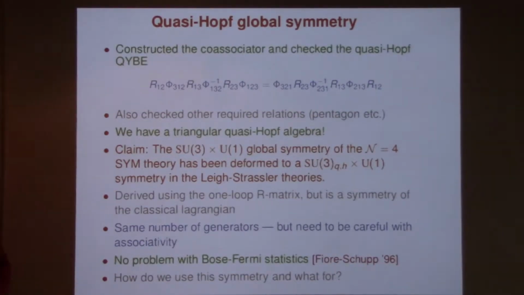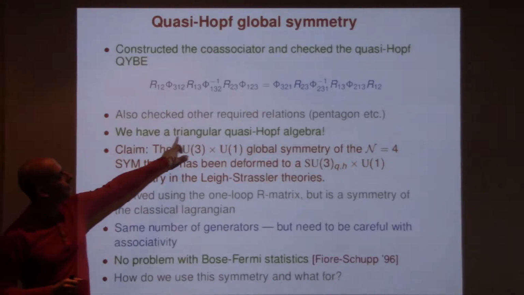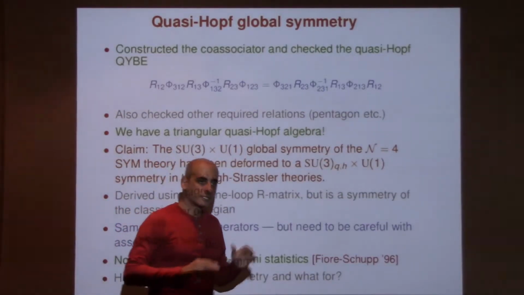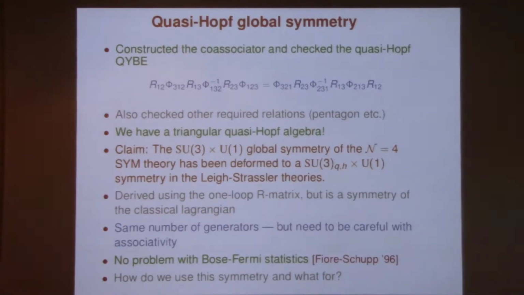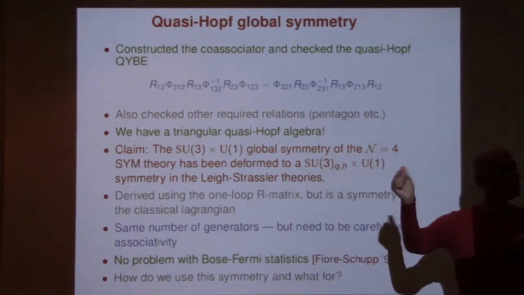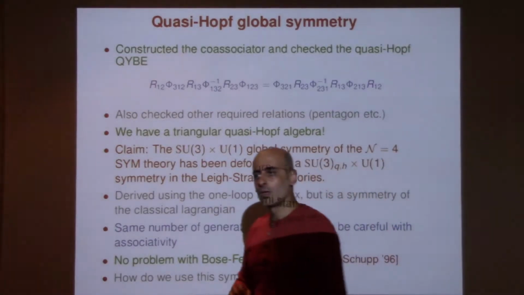And the claim is we have something known as a triangular quasi-Hopf algebra. And the statement I'm making is that this is the actual global internal symmetry of the Leigh-Strassler theory. Okay? So the SU(3) that was there for N=4 is not broken, it's not gone, it just got deformed to a quantum algebra.